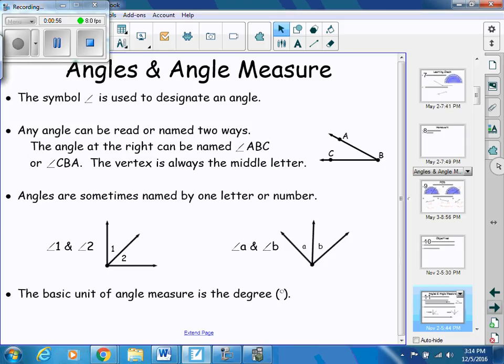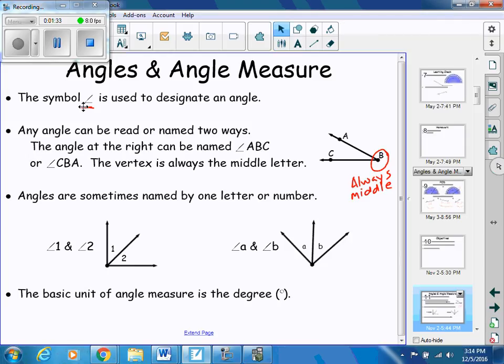Okay, for angles and angle measure, this symbol right here is used to designate an angle. Any angle can be read or named two ways. The angle at the right can be named angle ABC or angle CBA. The vertex is always the middle letter. So again, your vertex is right here. That is always the middle letter.